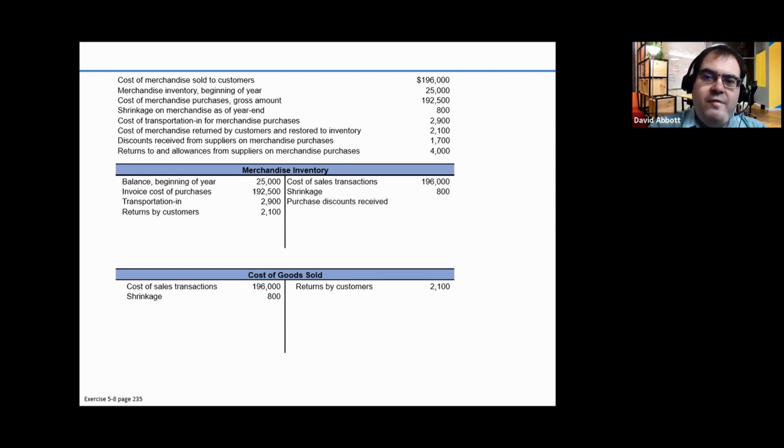And then you have a discount received from suppliers on merchandise purchases. So that's $1,700. So you have to make everything agree in the merchandise inventory account. So the inventory didn't cost you what you originally put. It cost you a little bit less. So we credit in order to reduce the cost of our inventory.